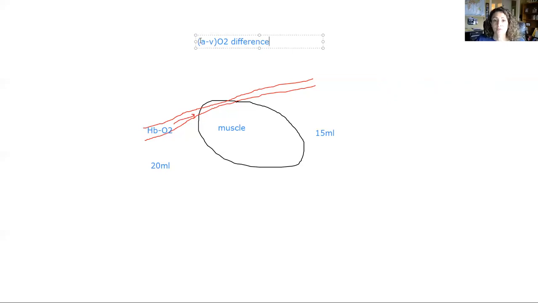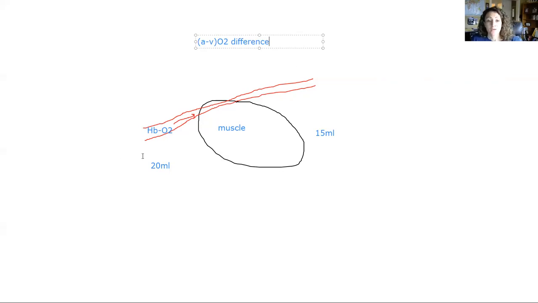The A refers to the arterial blood. The V refers to the venous blood. So AVO2 difference is the difference between the oxygen content of arterial blood and the oxygen content of the venous blood. And it reflects oxygen consumption at the muscle. The more oxygen the muscle consumes, the larger the difference will be in the oxygen content in the two areas.